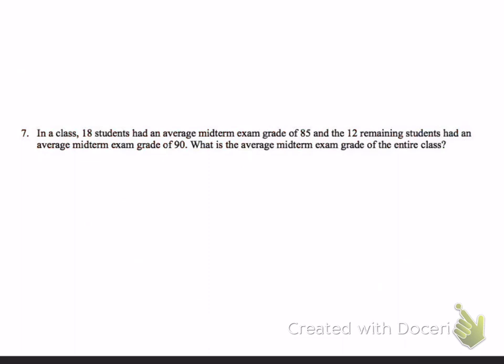So in a class, 18 students had an average midterm exam grade of 85, and the 12 remaining students had an average of 90. So 18 had an 85, 12 had a 90. What is the average exam grade of the entire class? Do not put 87.5. It is not 87.5. Why is it not 87.5? Because more people made an 85 than made a 90. So when you average in that total, it's going to be pulled more towards the 85 than the 90, because more people made a lower grade than a 90.